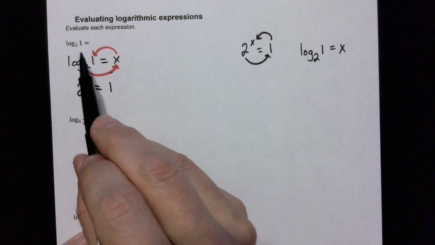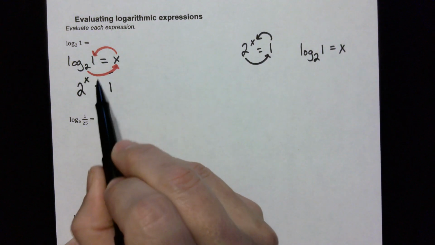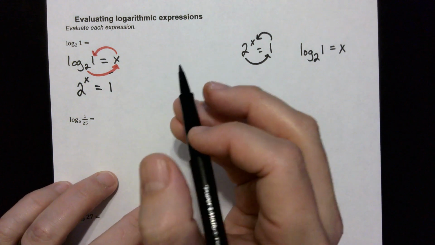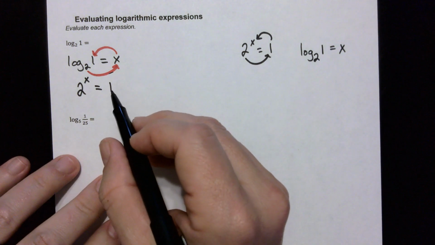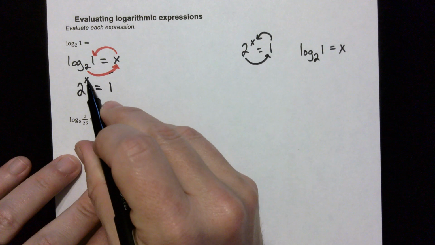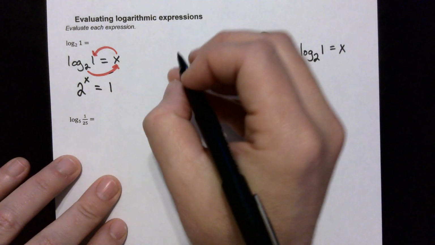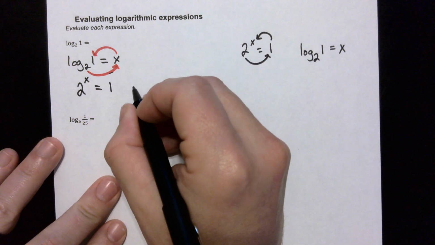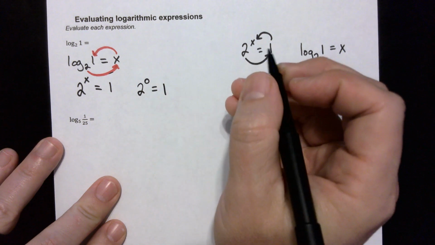So here's what we do. We take this, we set it equal to x, and we change it into an exponential, so it's 2 to the x is equal to 1. Now, what could x be that would possibly make 1 be the answer? Is there any power I could put here that would change this 2 into a 1? Well, the answer is 0. Anything to the 0 power is equal to 1. So we know that 2 to the 0 power is equal to 1.